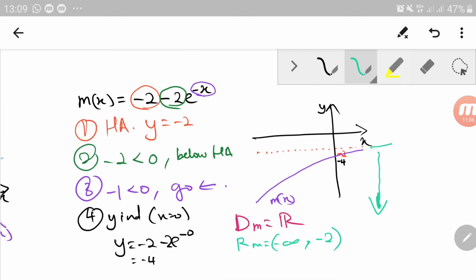Okay. So from that, I hope it is beneficial for you to understand about domain and range for exponentials.